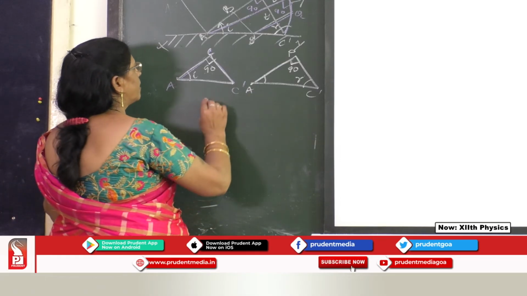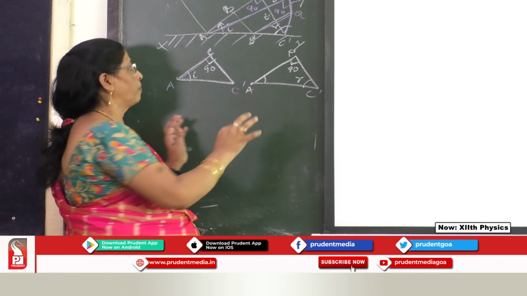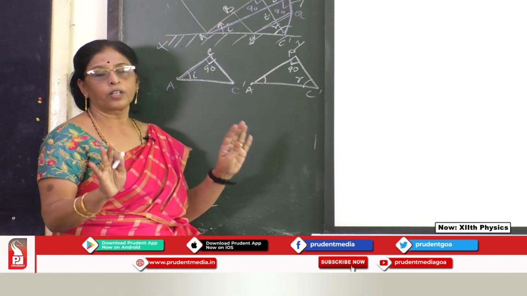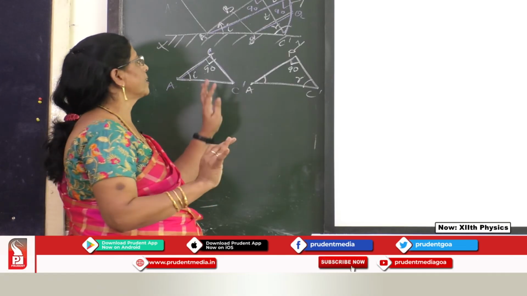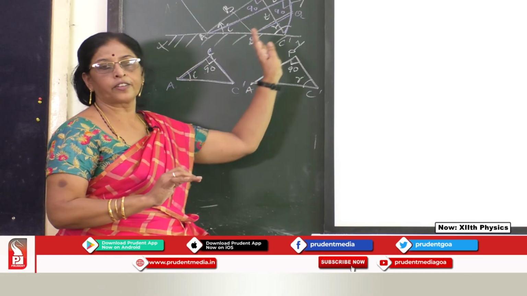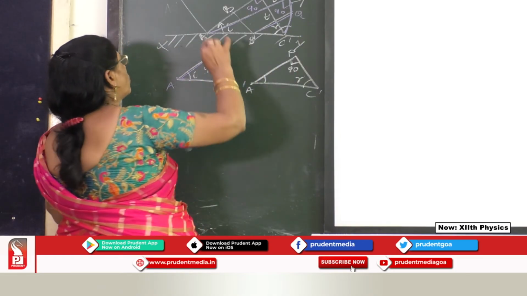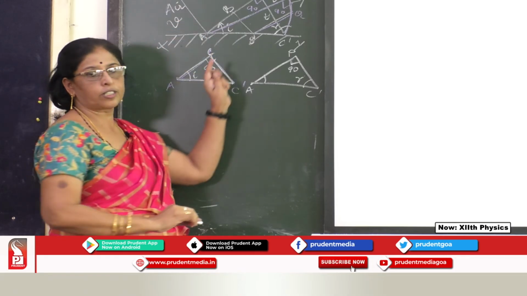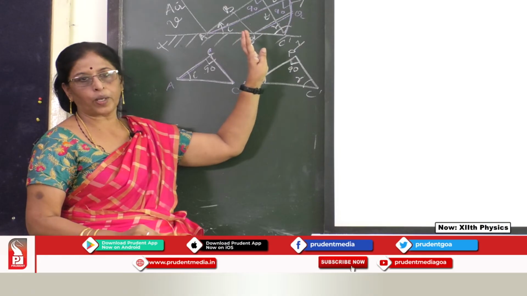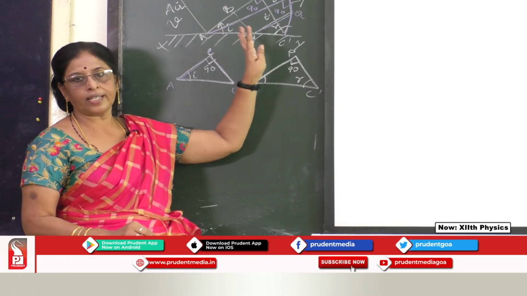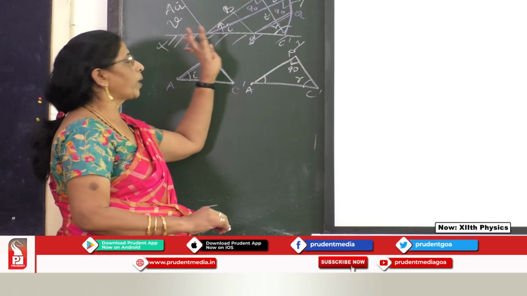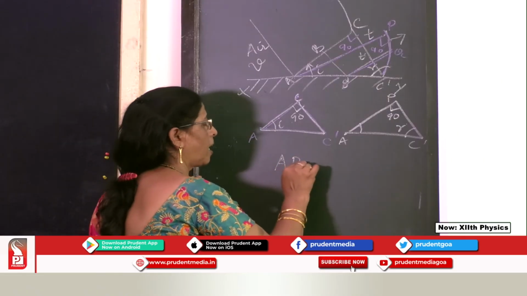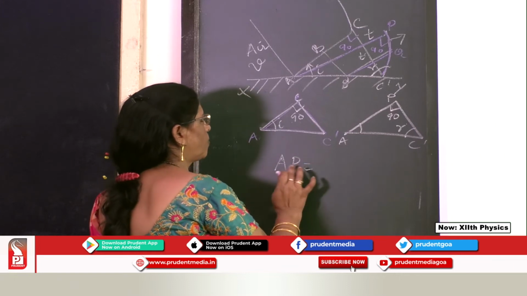Now, the incident and the reflected waves are in the same medium. So, let V be the velocity of the wave. Velocity of the light wave, we take it as 3 into 10 raised to 8 meters per second. So, V is the velocity of light. What is the distance travelled by it? AP equal to, that is why we take it over.